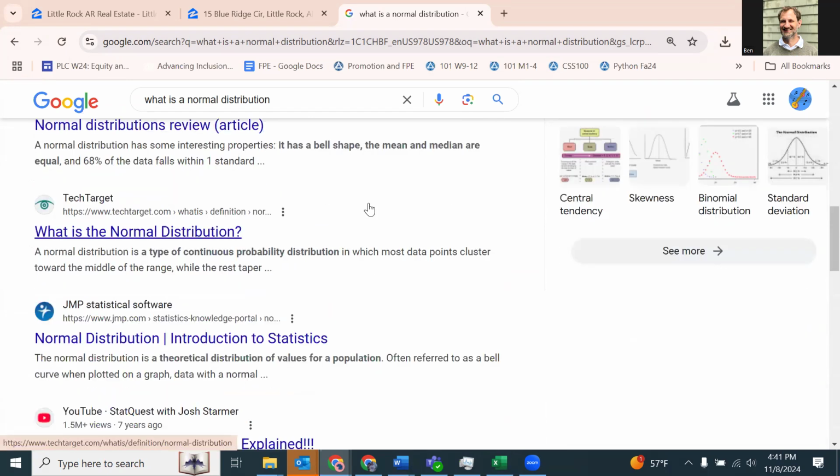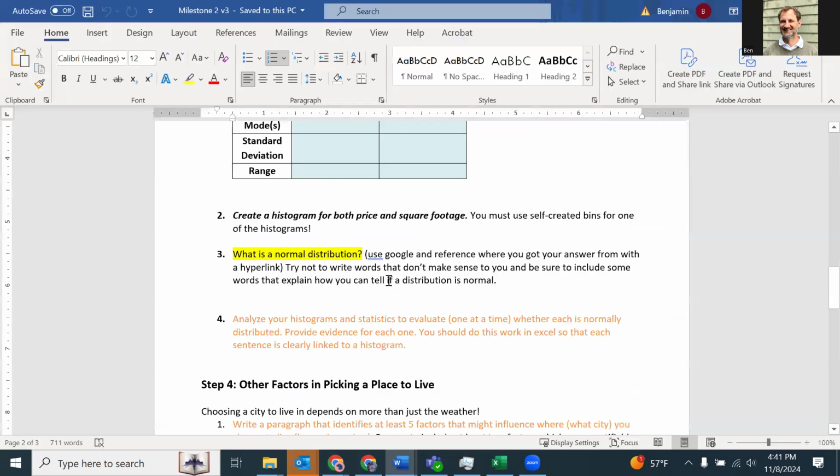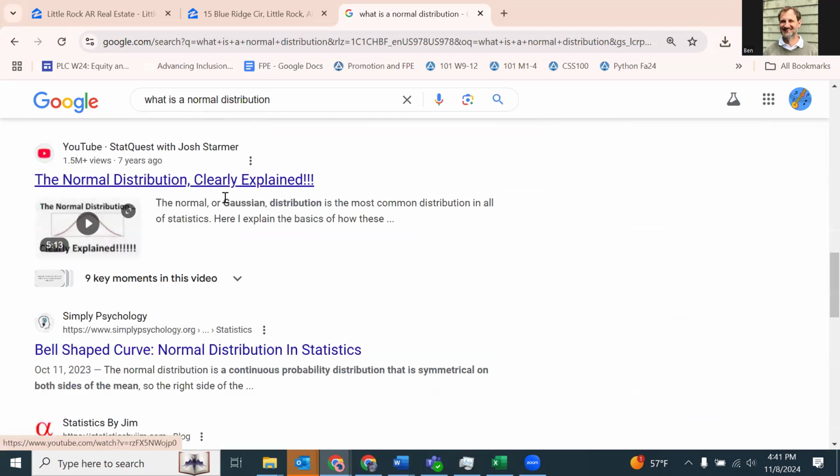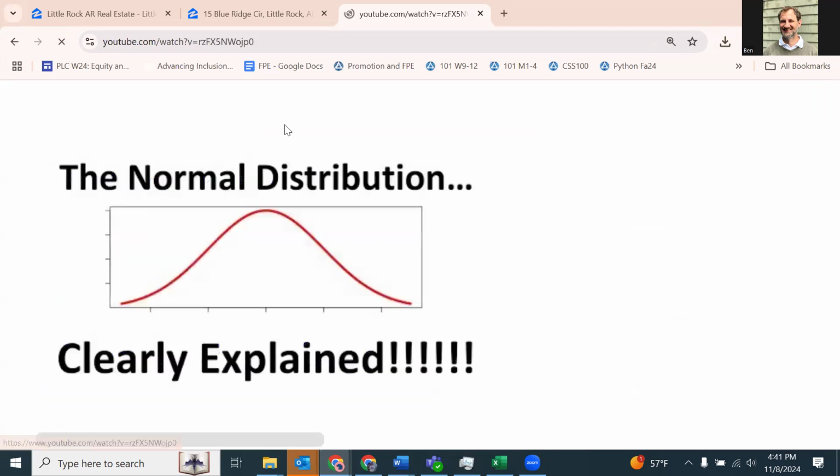And by the way, this would be a great place for ChatGPT, because you can say things to ChatGPT like, dumb it down for me and make it make sense. Tell me what a normal distribution is. But at the end of the day, what I want is for you, first of all, to put a link in. So you're going to have to do some search and find some resource. I guess you could use a YouTube video.